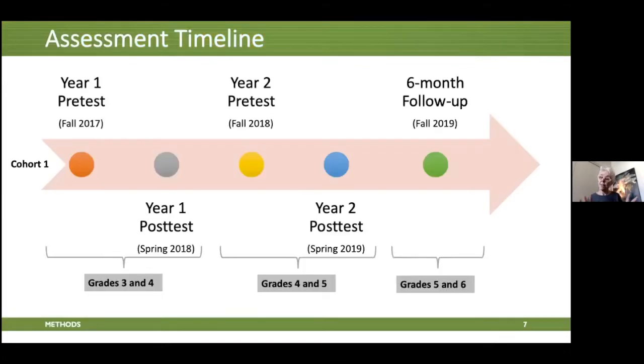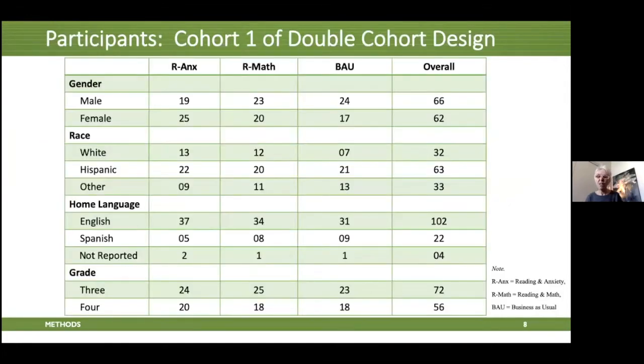Just to give you a sense of the timeline and sequence of our events, during year one, which would have been in the fall of 2017, we recruited the cohort of students. We call that cohort one. And that cohort stayed in our study through 2 years of intervention, through third and fourth and fifth, and then we followed the students from fifth and sixth. I won't be presenting the follow-up data today. Just to give you an idea of the participants, in this slide, you can see the number of students, male and female, in each of the conditions by race, home language, and grade.